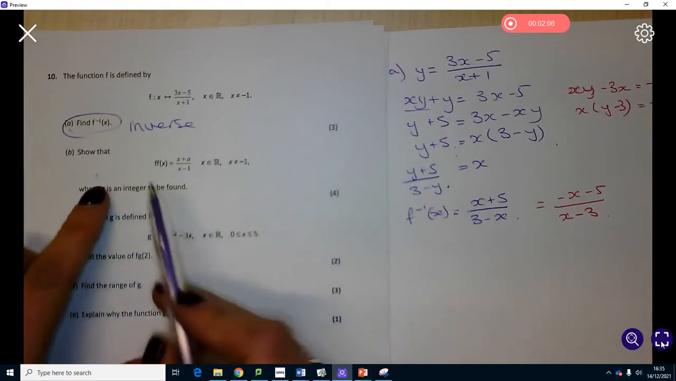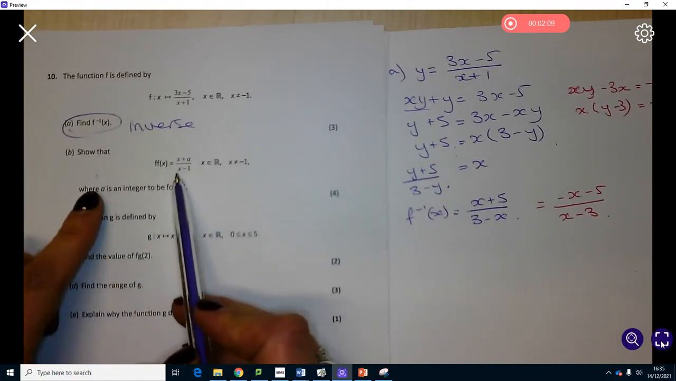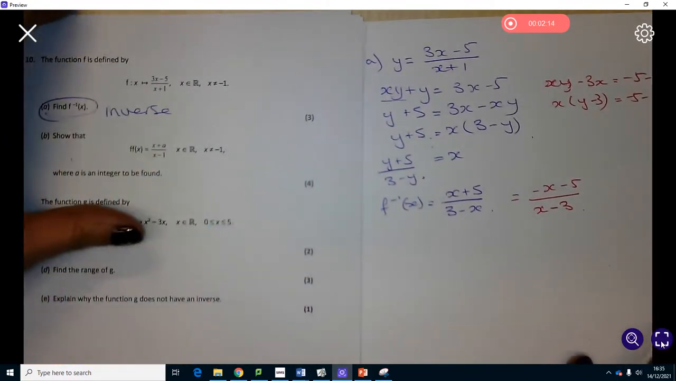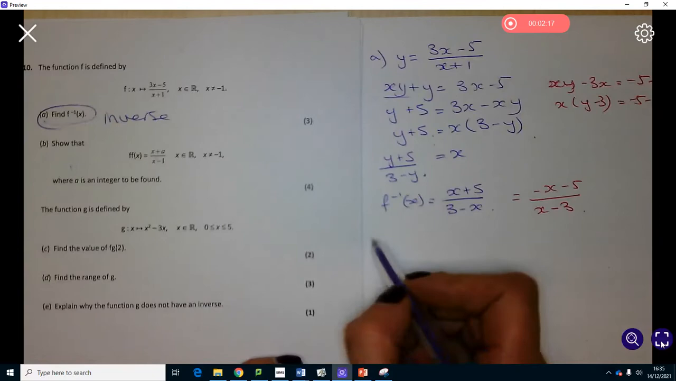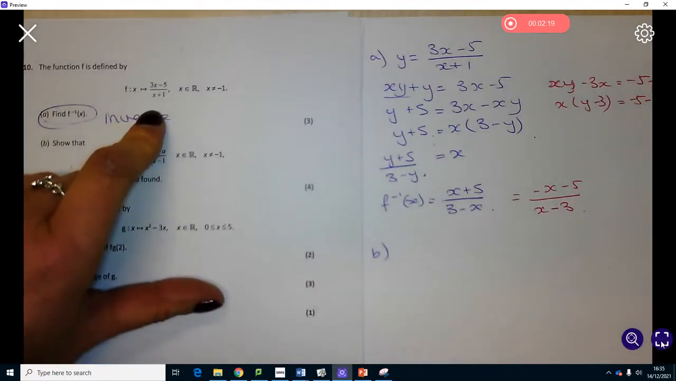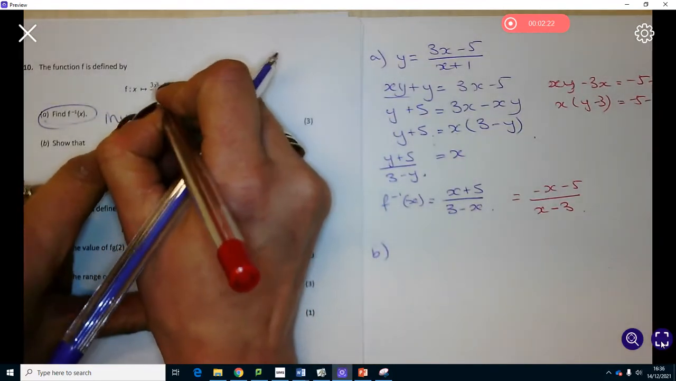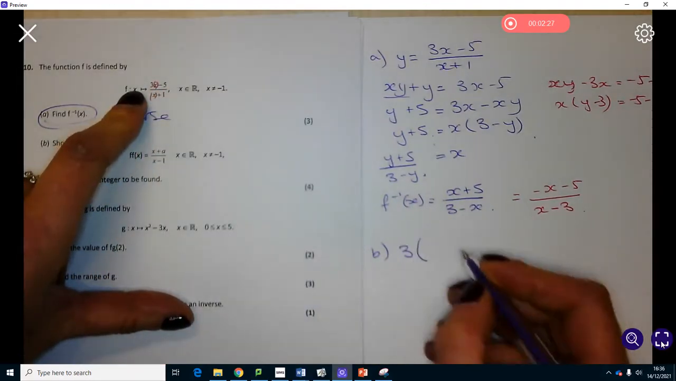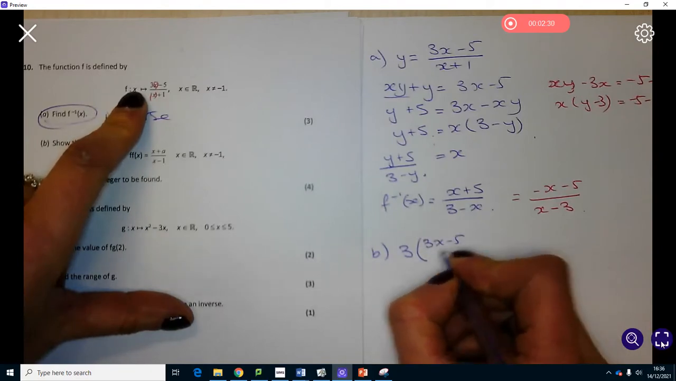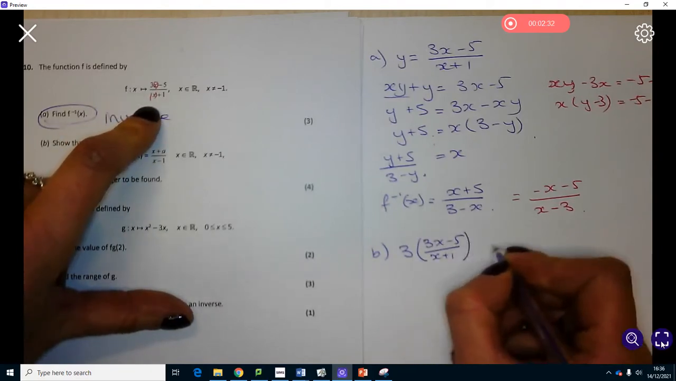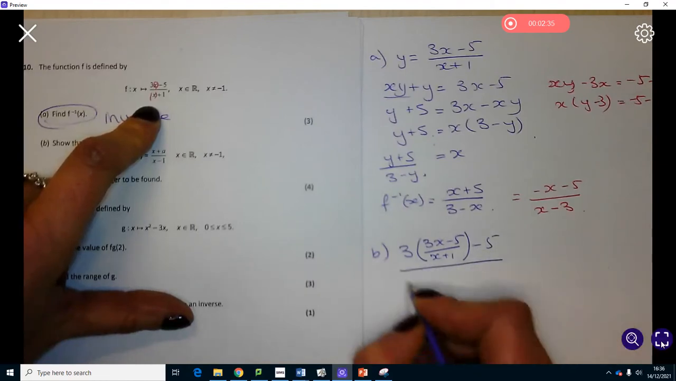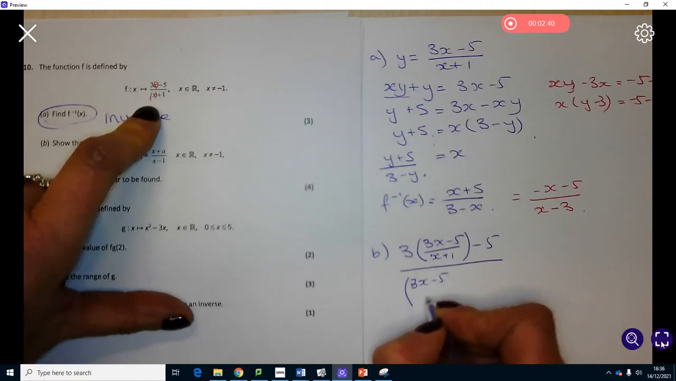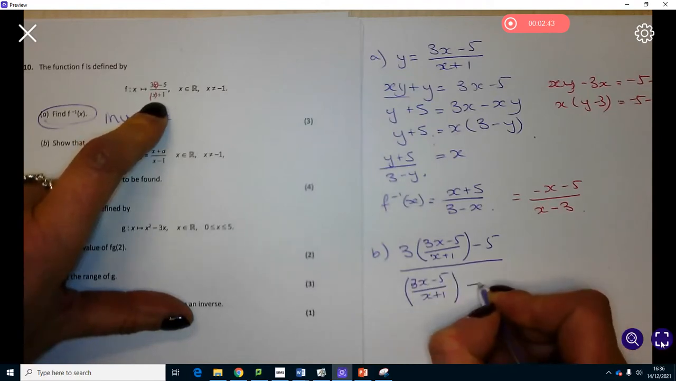For part B, show that f of f of x is equal to this fraction. So to find f of f of x, we have to substitute f of x into itself. So we've got our f of x function, and every time there's an x in there, we're going to substitute in the f of x function. So we'll get 3 f of x, so 3x take away 5 over x add 1, take away 5 on the numerator, and then the denominator is x, so we substitute f of x, 3x take away 5 over x add 1, add 1.